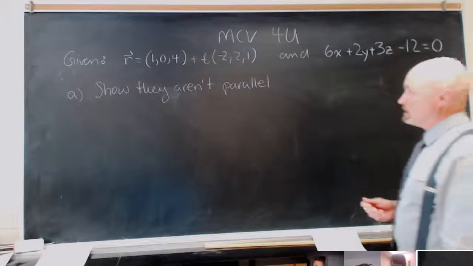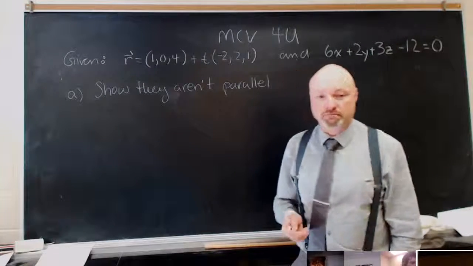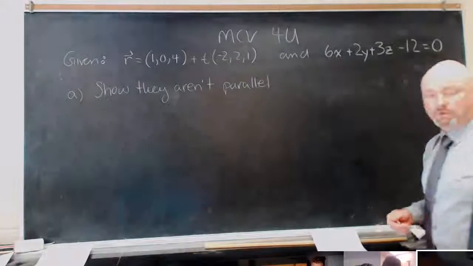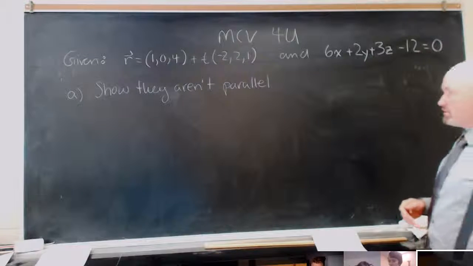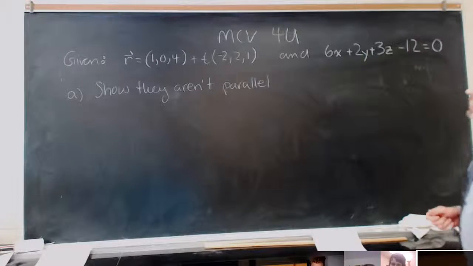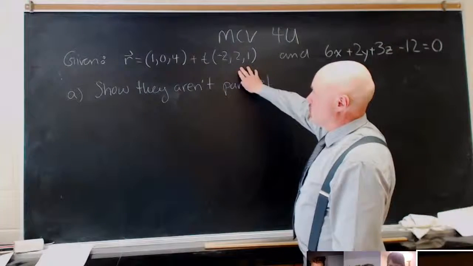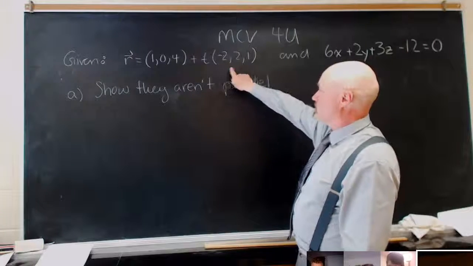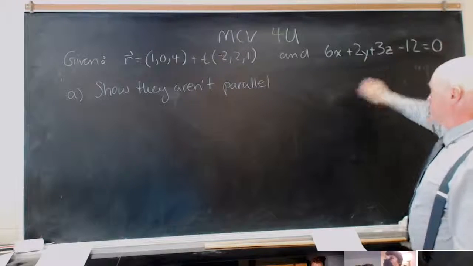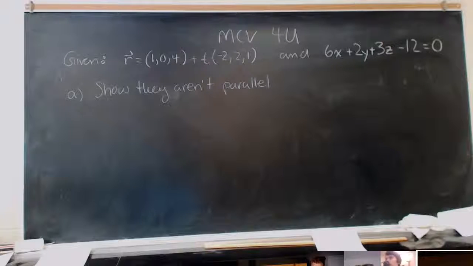So this is actually pretty short, so you probably noticed that it's actually a pretty easy lesson, because pretty much you're just putting parametric values for the variables into the equations, and you're seeing if you get a value for t or not. So here we have a problem where we're given a line, position vector 1, 0, 4 plus t times the direction vector -2, 2, 1. And we're given the plane 6x plus 2y plus 3z minus 12 equals 0. The first problem is we need to show that they are not parallel.